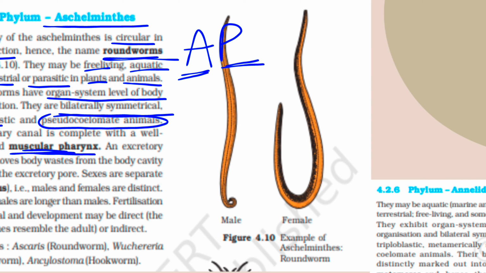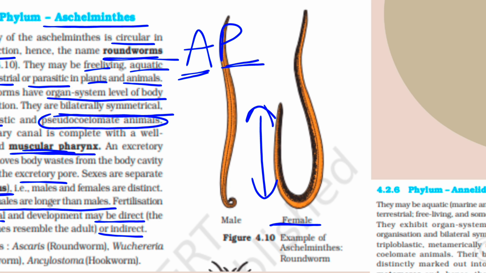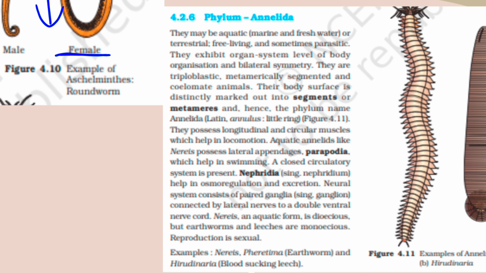Excretory tube removes body waste from body cavity through excretory pore. Sexes are separate, which means dioecious. Females are longer than males. You can see in the diagram of roundworm, females are quite longer than males. Fertilization is internal. Development may be direct or indirect. Examples are Ascaris means roundworm, Wuchereria means filarial worm, and Ancylostoma means hookworm. Our next phylum is Annelida.